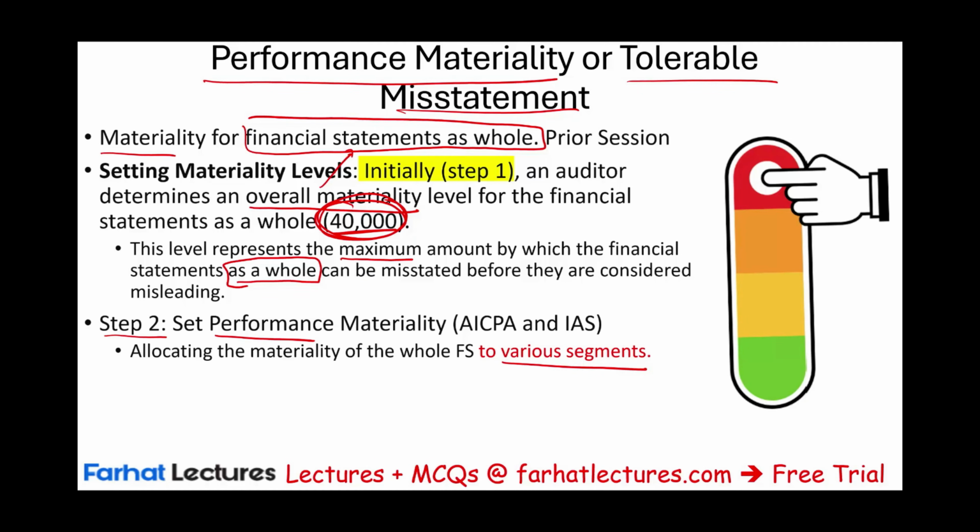You don't audit the financial statement as one thing. When you audit the financial statements, and you're going to see this later, but I'm just going to tell you now, you are going to break down the financial statement into various segments or various buckets. For example, cash, account receivable, inventory. And you're going to take this 40,000 and allocate part of the 40,000 to the various segments.